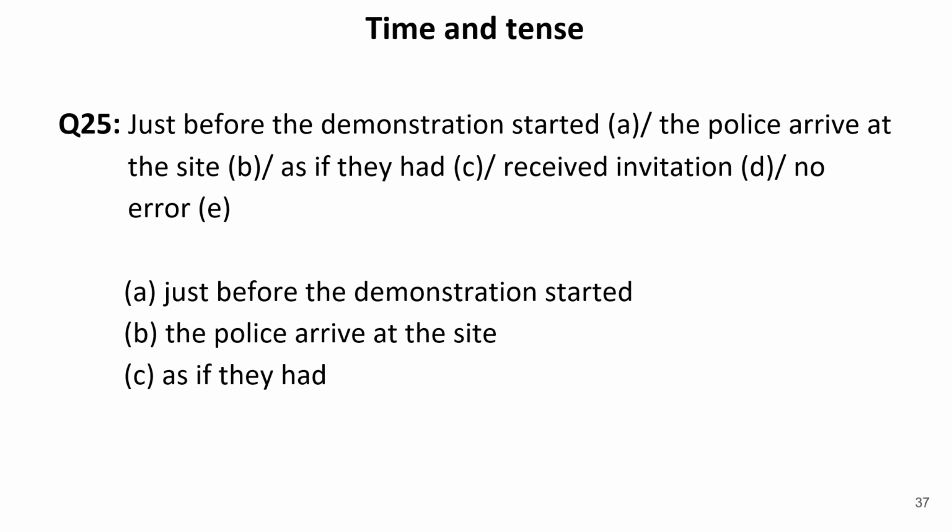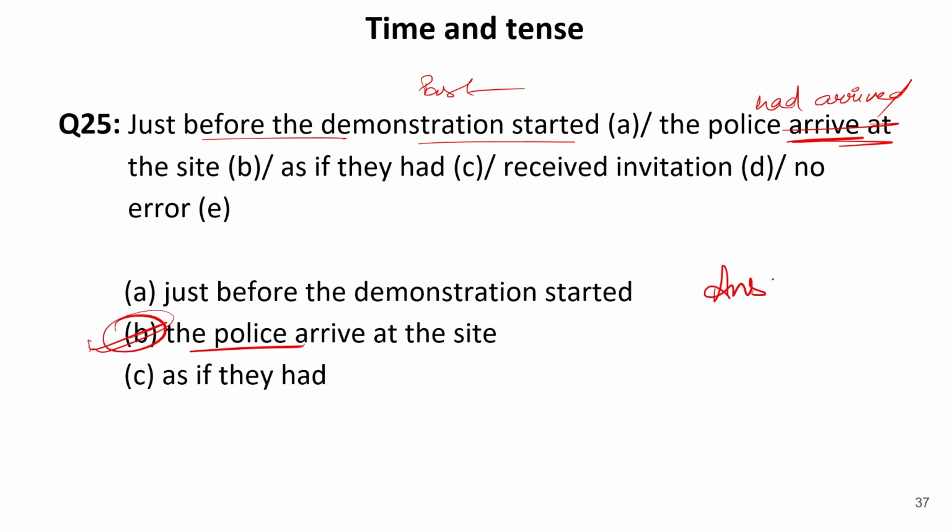Just before the demonstration started, the police arrive at the site as if they had received invitation. Now, if we see the sentence carefully, just before the demonstration started, so this is past tense. The police arrive is present tense, which is not required at all. It should be in past only. So the police had arrived, or it should be arrived. So this part is incorrect. Therefore, the error is in part B. We need not rectify it, so we cannot say whether had arrived or arrived will come over here. But we know very well that this part contains the error. So our answer is B.